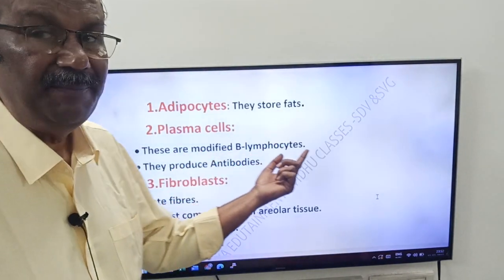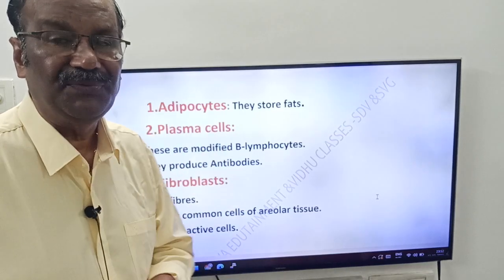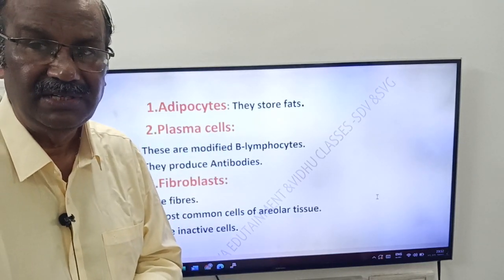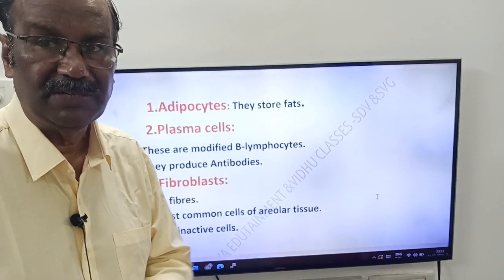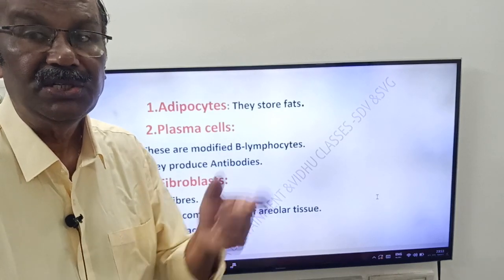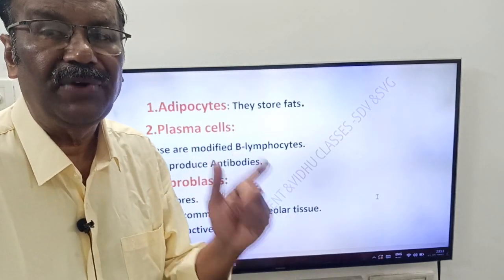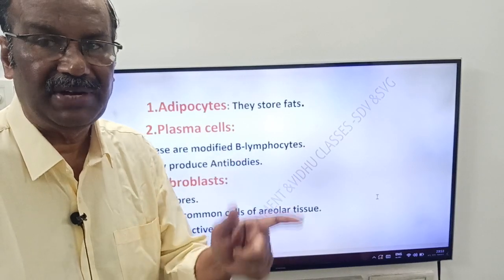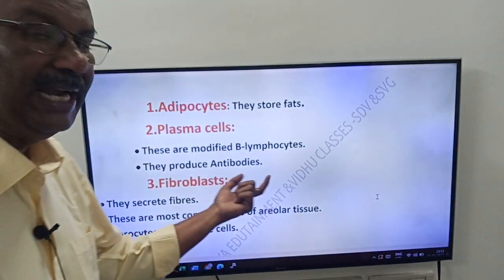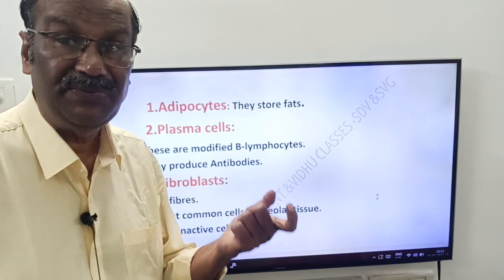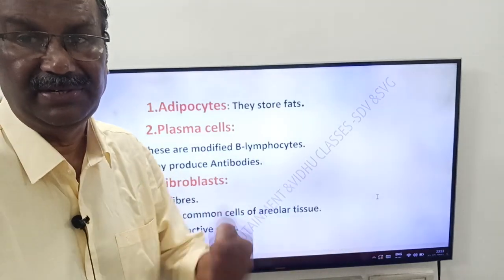These are modified B lymphocytes. Friends, you know lymphocytes. Lymphocytes are one type of white blood cells. We have 2 types of lymphocytes, B lymphocytes and T lymphocytes. So plasma cells are modified B lymphocytes. This is a neat question friends. They produce antibodies. They produce specific antibodies for specific antigen, friends.